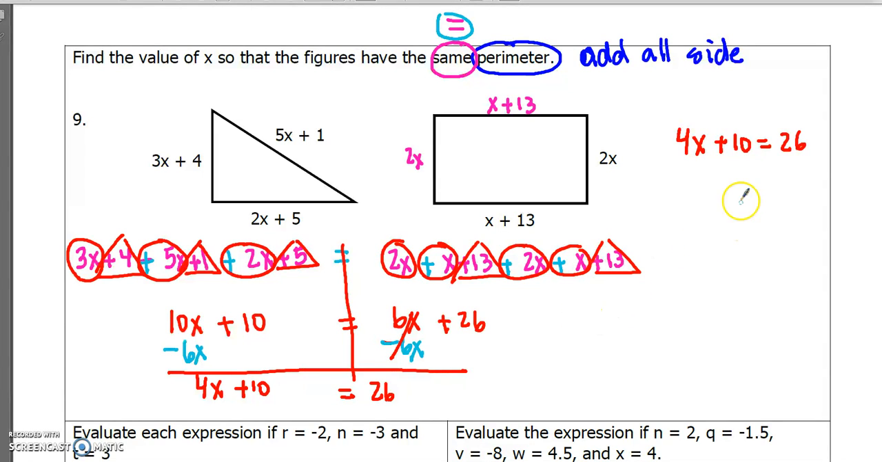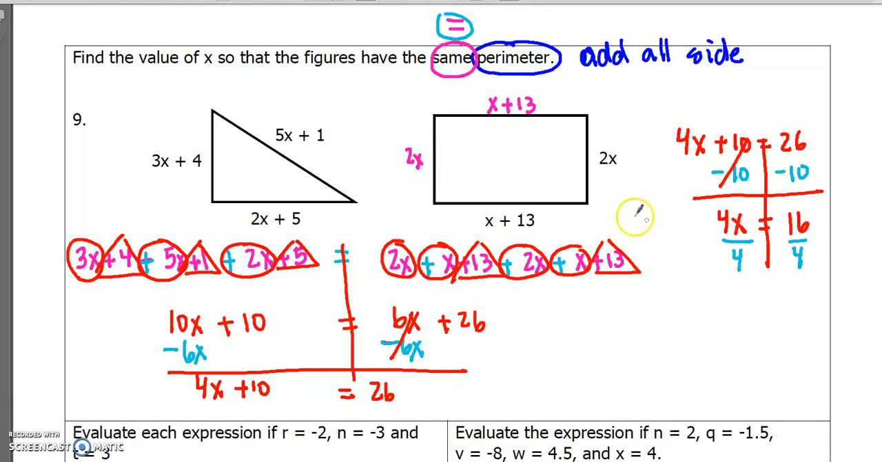I want to move my 10 over, and I'm going to do that by subtracting 10 on both sides. That one's gone, leaving me 4x, and then 26 minus 10 will give me 16. And my next step would be to divide by 4 on both sides.